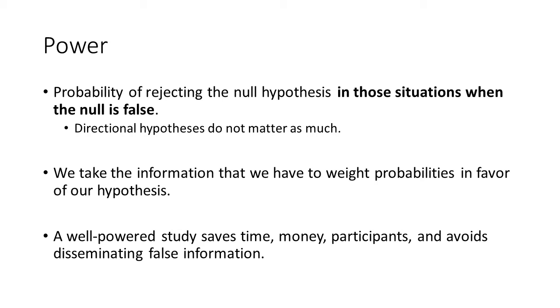And so in this case, just like with the last example, directionality doesn't matter as much. However, power is just that ability, or that likelihood or percentage, to be able to reject a null hypothesis if the null is in fact false. And so to do this, just like in the last example of taking the prior meetings to determine the likelihood of bad jokes, we can take all of the information that we have to weight those probabilities in favor of our hypothesis.